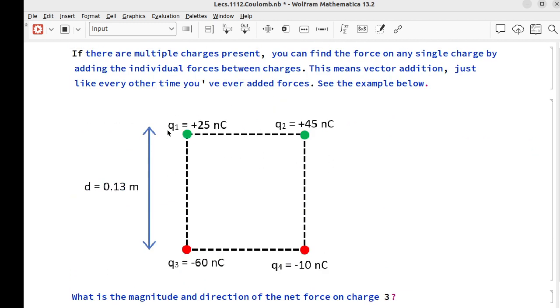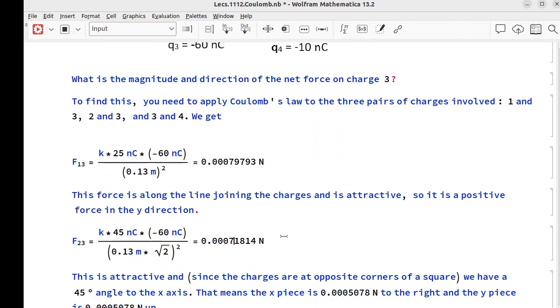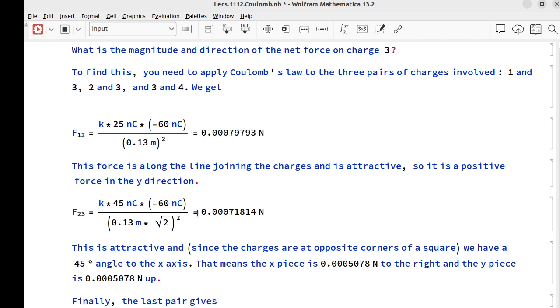Because this is a perfect square, this direction is 45 degrees up from the horizontal or 45 degrees down from the vertical, however you want to think of it. So what that means is it has both a positive x and positive y component, and we get it the way we've always done with vectors. We take this times the cosine of 45 and the sine of 45, which turn out to be the same. So we get an x piece of about 5 times 10 to the negative 4 newtons to the right, and a y piece of about 5 times 10 to the negative 4 newtons up.